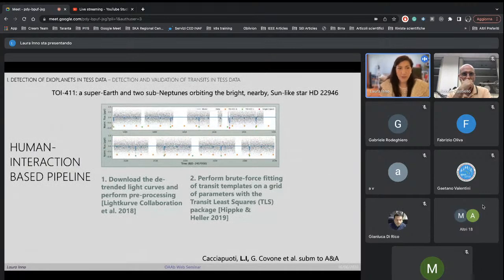Okay, so as I mentioned before, just to give you a better sense of how all of this works, there is a specific example of one system that we recently vetted. The paper is under review now. This is a system called TOI 411, which includes a super Earth and 2 sub-Neptunes orbiting a bright nearby sun-like star. What we did in this case was to download the TESS light curves and perform the pre-processing, as I described before.